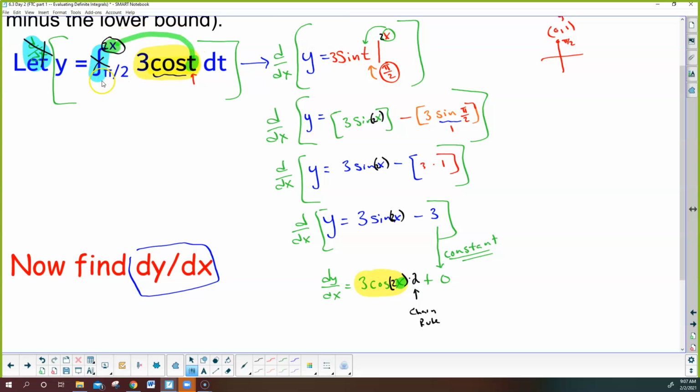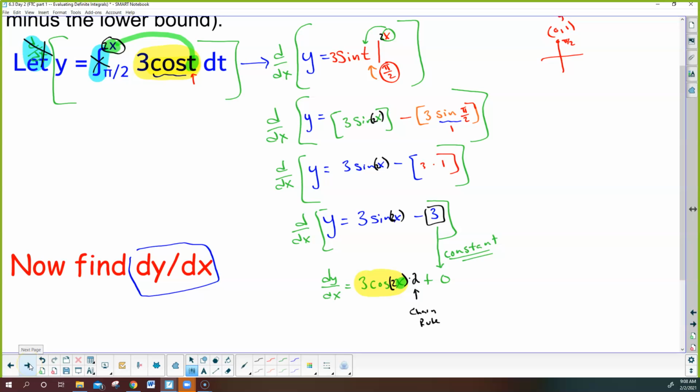Now, why did I not plug in pi over 2? How come I didn't plug pi over 2 in? Well, I did. That was this part, this part, this part. But look, when I plug a number into the function, it's going to give me a constant. And the derivative of every constant is 0. So I don't care what this number is. The derivative of an integral, we don't care about that constant because it's going to be 0. We only care about the variable, in this case, 2x.